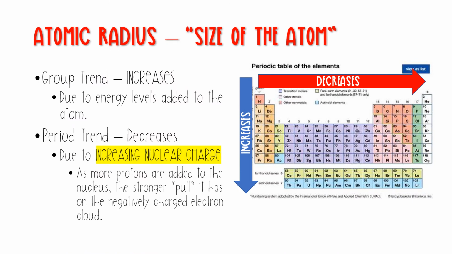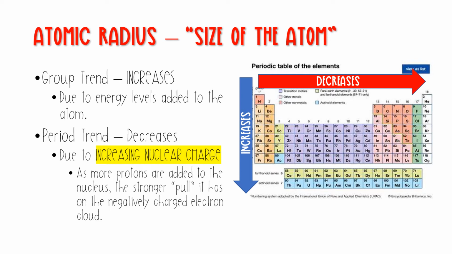The first trend is atomic radius, which is basically the size of the atom. As you go down a group, the atomic radius increases. That is because you're adding energy levels to the atom. If you look, lithium has 2 energy levels while francium has 7. So the atom is going to be larger.